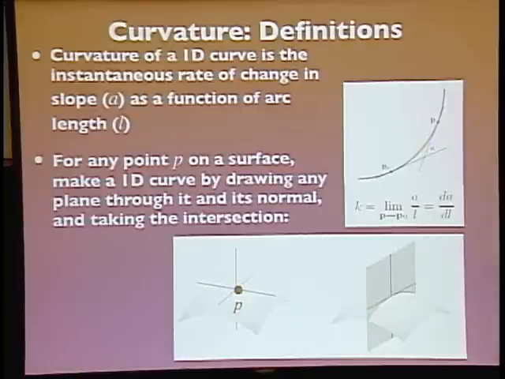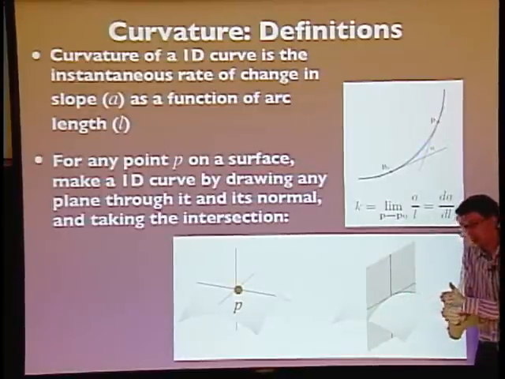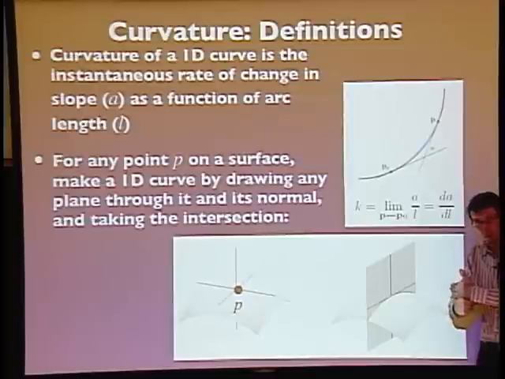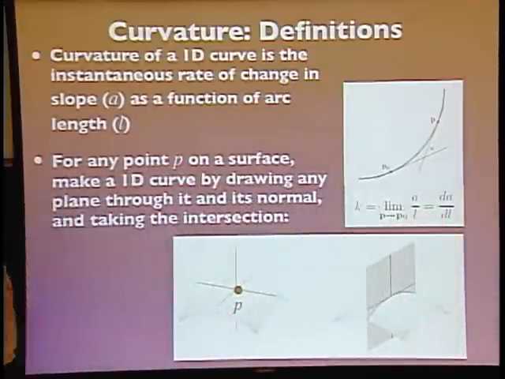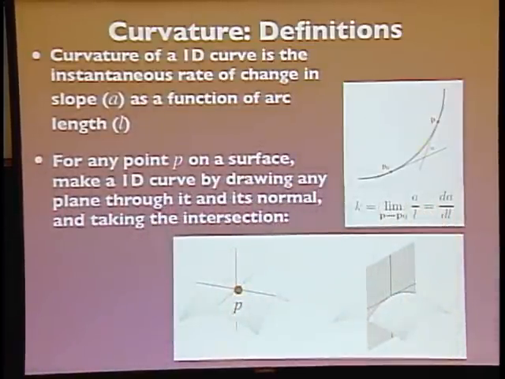And then what we can do is, this plane is arbitrary. You can spin it around so that it is always going through the surface normal and always intersecting with the surface. And for each one of those orientations, you will get a different one of these curves, and therefore a different curvature. So I haven't answered your question of how you actually calculate curvature for a 3D surface.